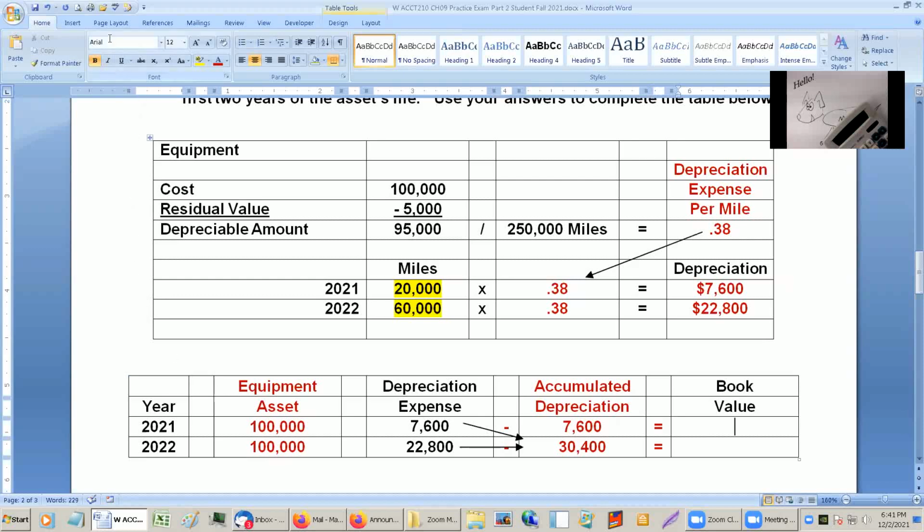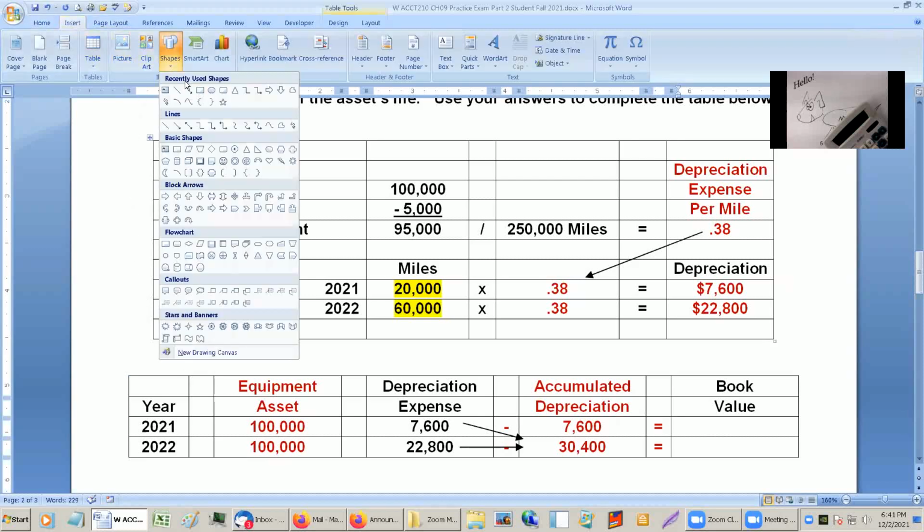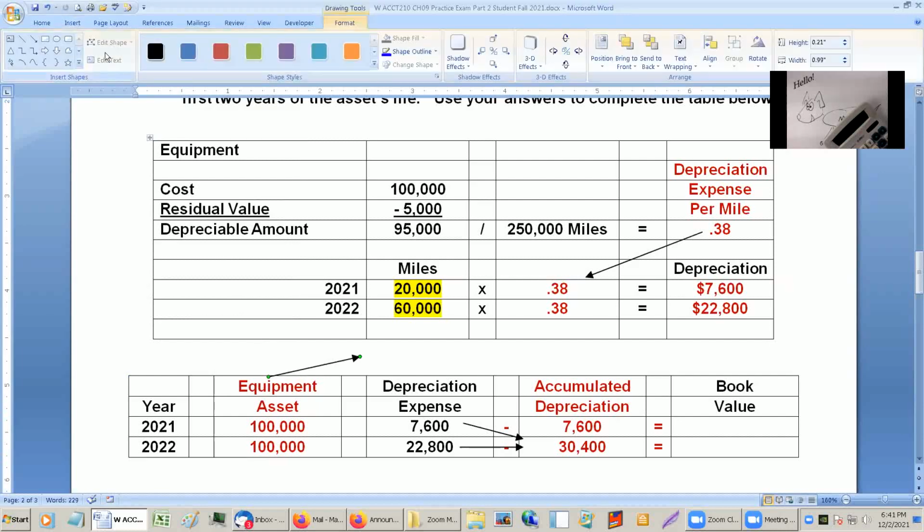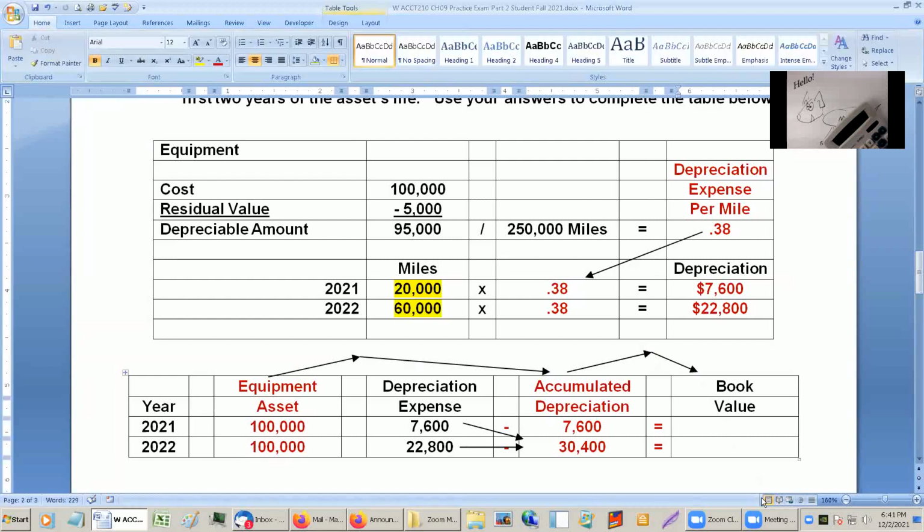Okay, so just like before, we're going to take the... subtract out the accumulated depreciation, make this a book value. So that's 92,400. And 69,600. Maybe I check those. I think those are right. All right.